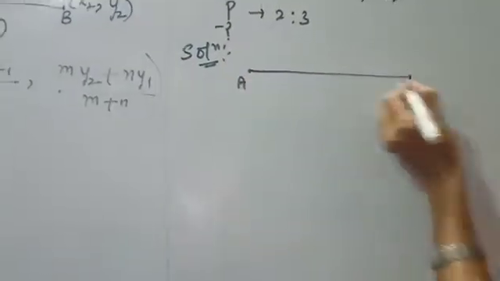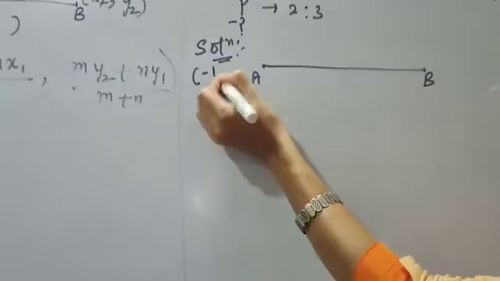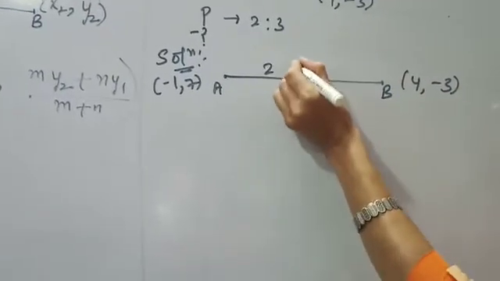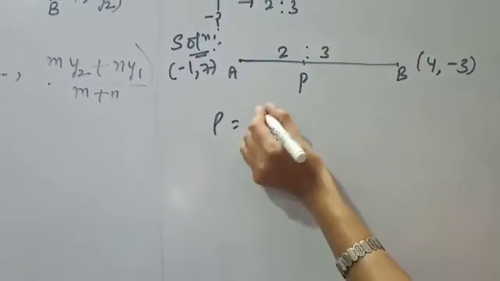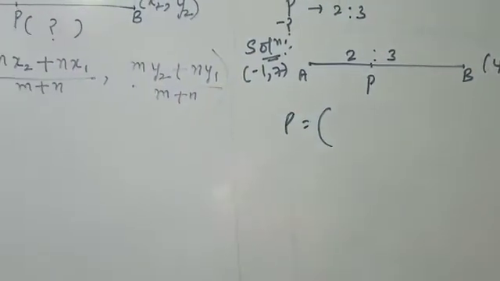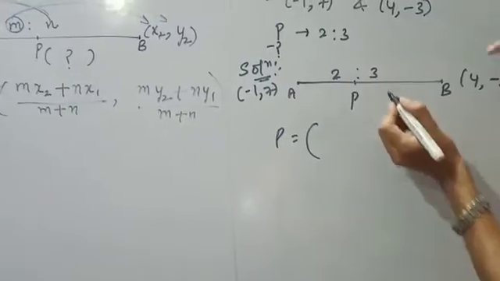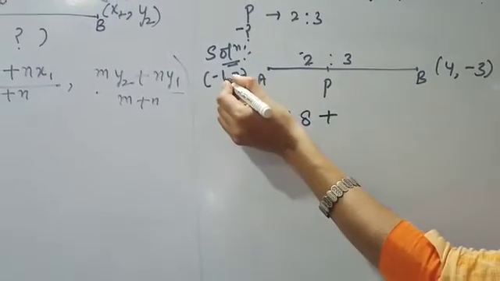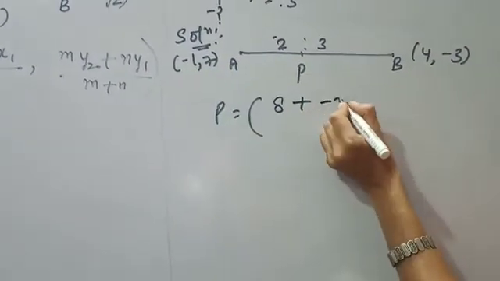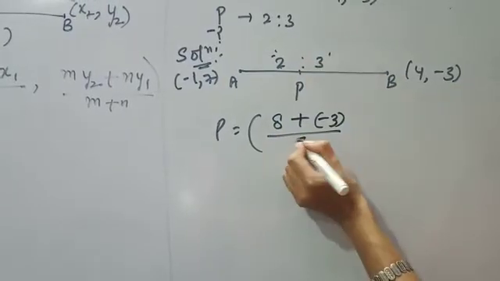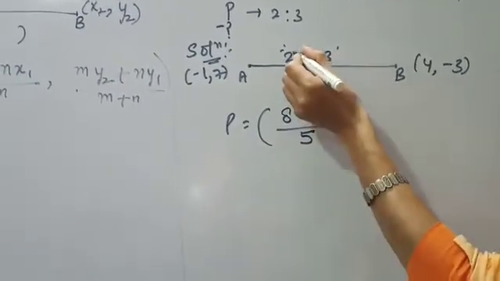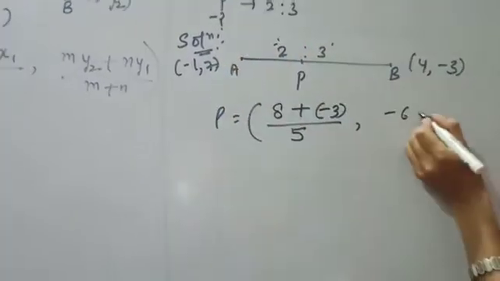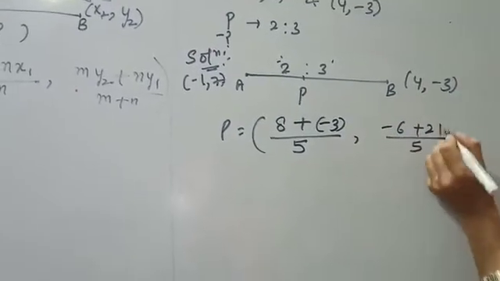We draw a line AB where A is (-1, 7) and B is (4, -3). Let P be the point with ratio 2:3. We use the same formula. For the abscissa, 2 multiplied by 4 is 8, plus 3 multiplied by -1 is -3, upon the sum of both ratios, that is 5. For the ordinate, 2 multiplied by -3 is -6, plus 3 multiplied by 7, which is 21, upon 5.